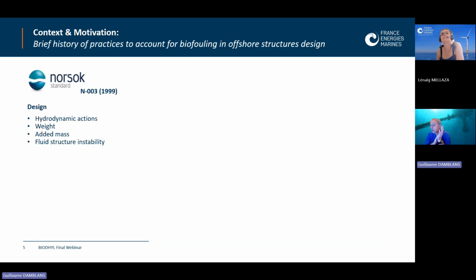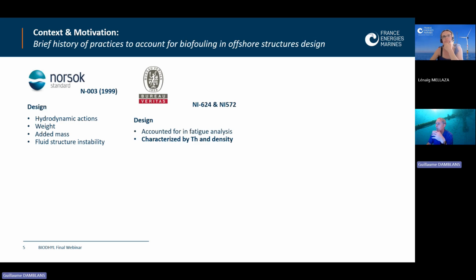So for the brief state of the art, just keep in mind that biofouling was introduced in the recommendations for certification bodies firstly in 1999 by NORSOK, identifying that it may have an impact on the hydrodynamic loadings, the additional weight, and potentially on structural instability depending on the object. Then progressively, not automatically in the correct order, all the certification bodies are in line and introduce these needs, with sometimes some specificity depending on the certification body.